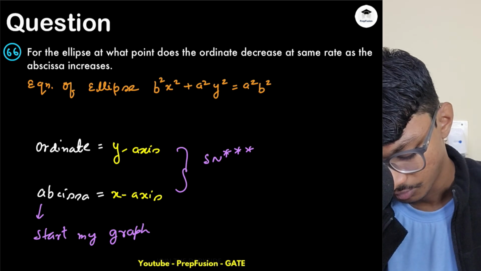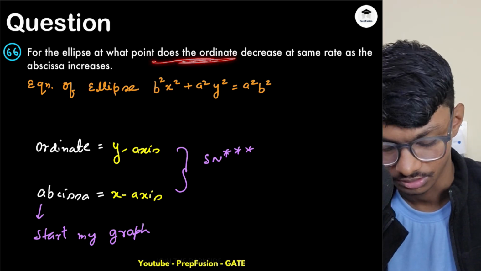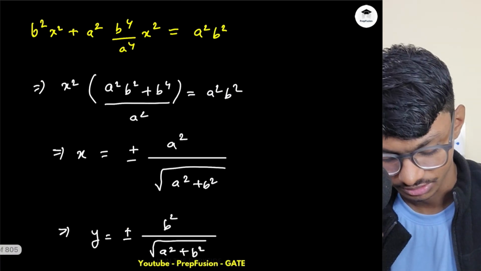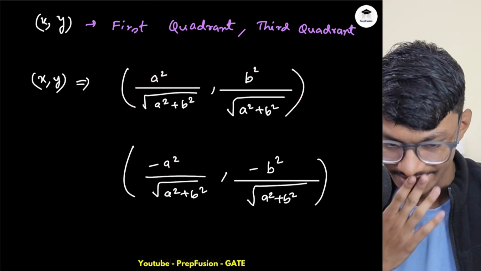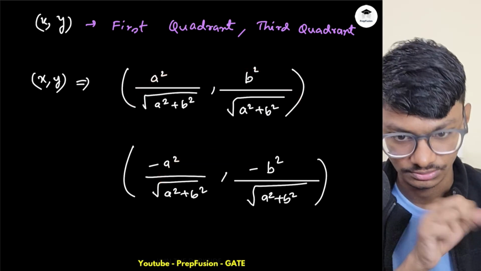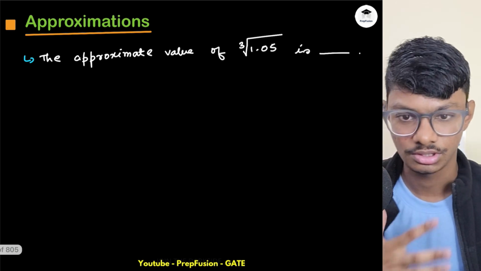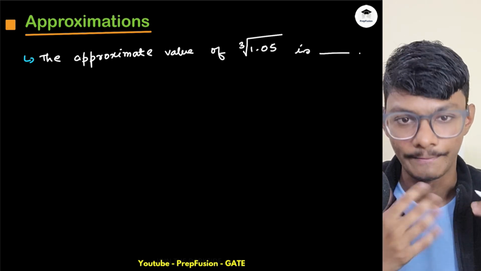So find the point at which the ordinate decreases at the same rate. These are the two points. As the ellipse is symmetrical, we'll have two points. Okay, so let's come to the next topic, that is the topic of approximations.